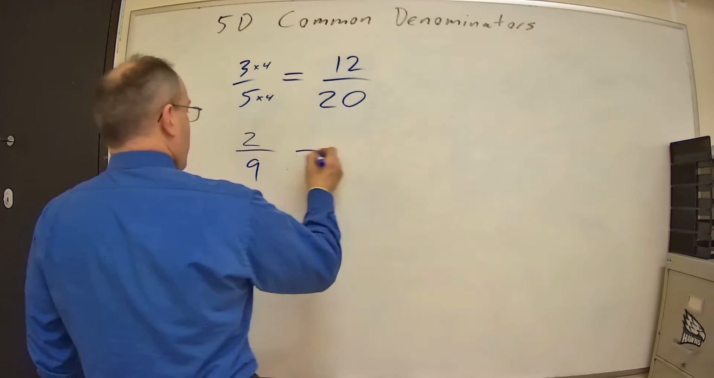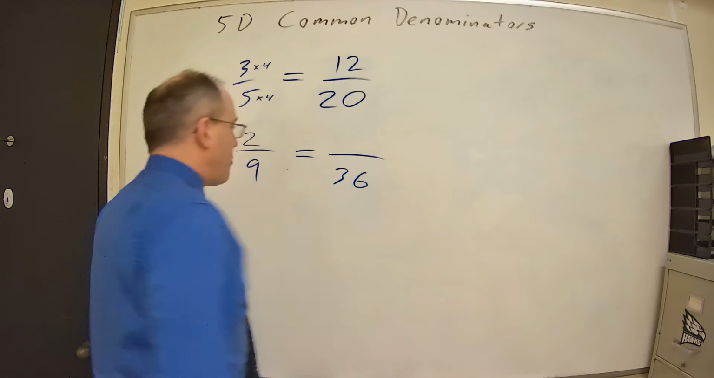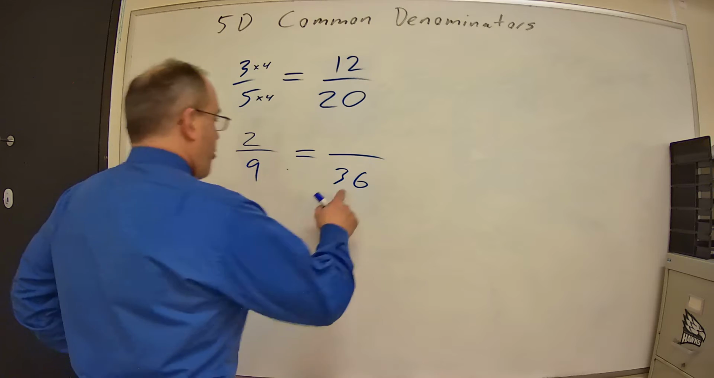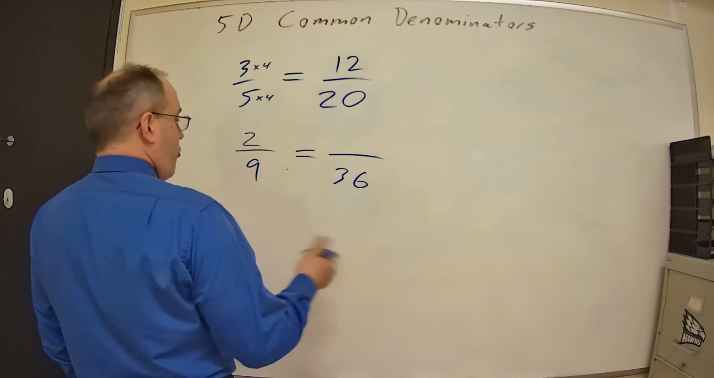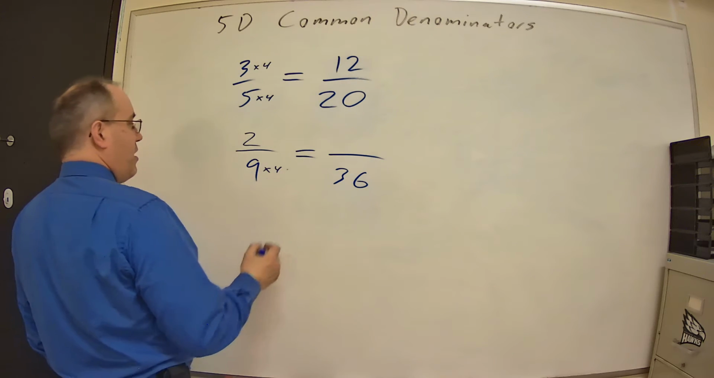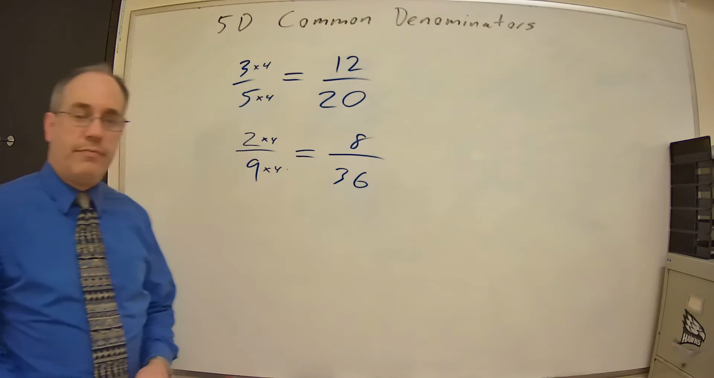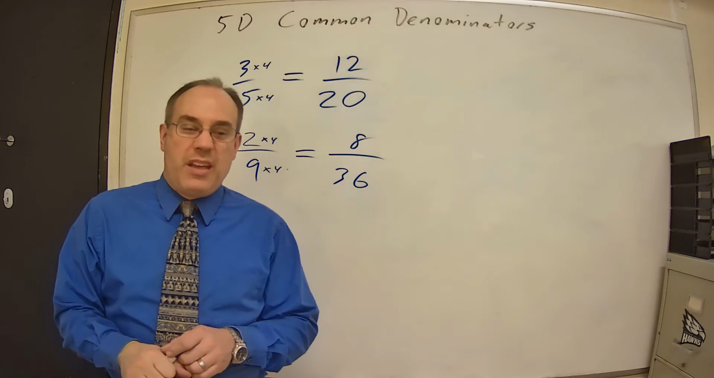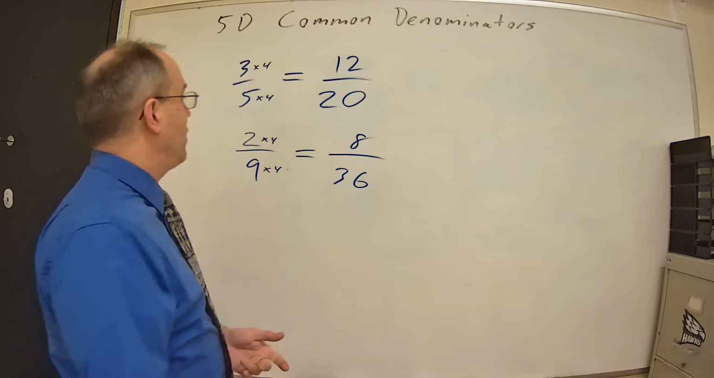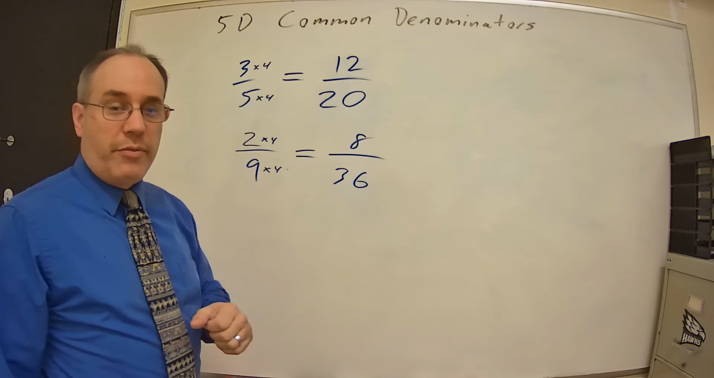2/9, and I want to write that as something over 36. 36 divided by 9 is 4, so if I multiply 9 times 4, I get 36. And if I multiply 2 times 4, I get 8. Not too bad, pretty straightforward. So that's how we can change a denominator.